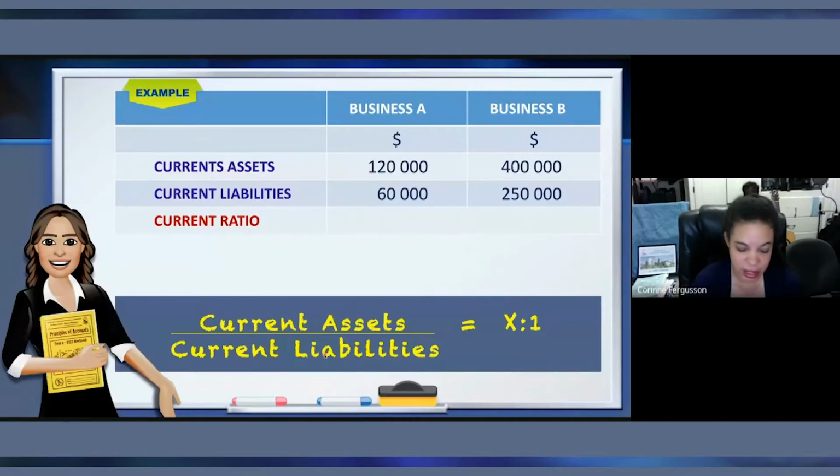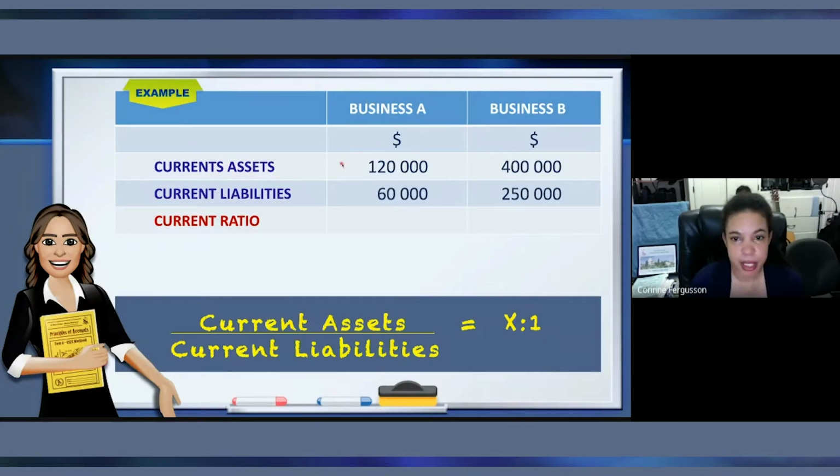As simple as that. And whatever answer you get, this is going to be emphasized over and over again. Whatever answer you get, you have to add :1 because it's a ratio. It's being expressed not as a percentage, not as a dollar amount, but as a ratio where you have :1. So that is going to be emphasized.